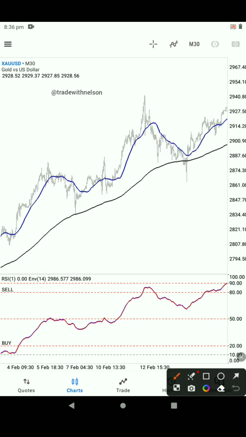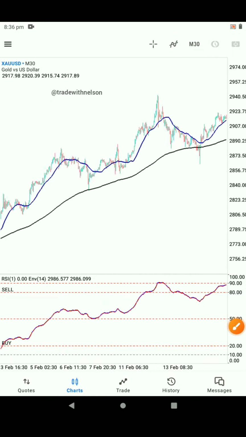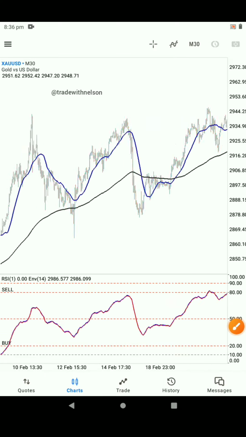If you want to determine your direction, you can go to your daily time frame or 4-hour time frame. Then you trade in the direction of the higher time frame. This will help you to get a more accurate entry.